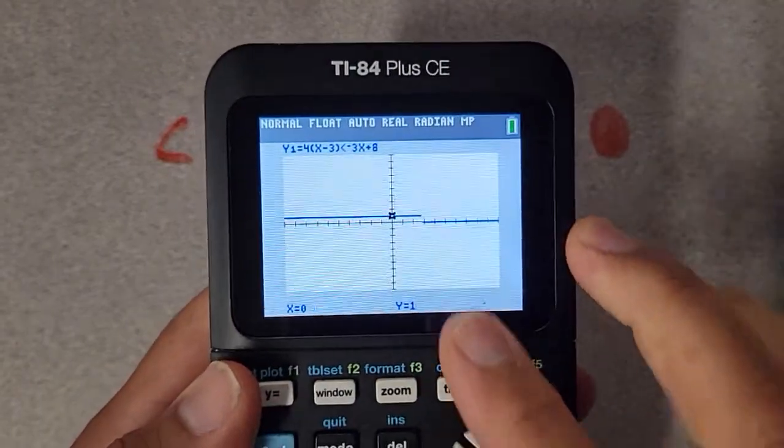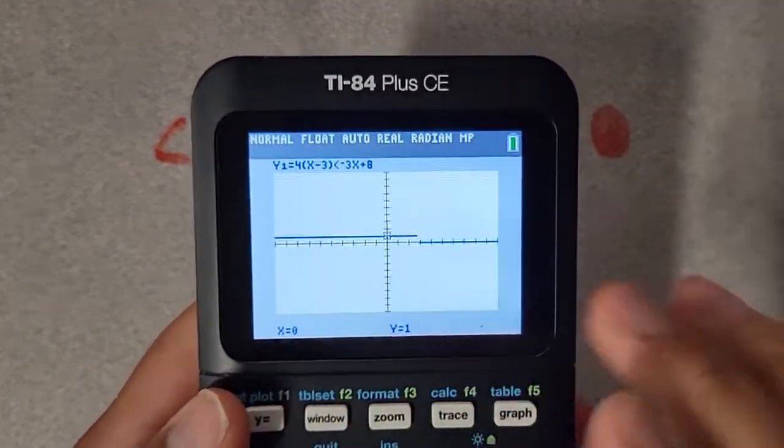And that's it. Just plug it in y equals, push trace. Which way is it going? This one's going to the left. See what yours is doing. All right, let's move on to number 2.